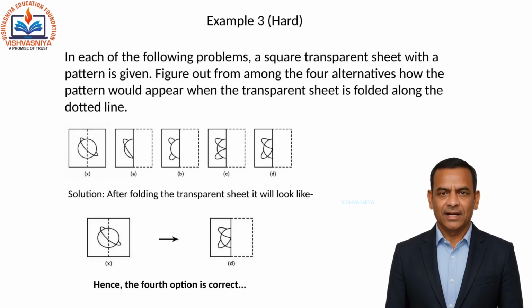Now, for an advanced question. You have a square transparent sheet with a printed design. It's folded diagonally, and you must predict the final figure. Solution: after folding, the designs align symmetrically along the diagonal. Correct answer: fourth option. Students, practice at least 20 to 30 questions like this to master the skill.